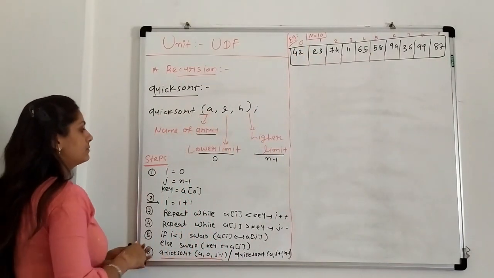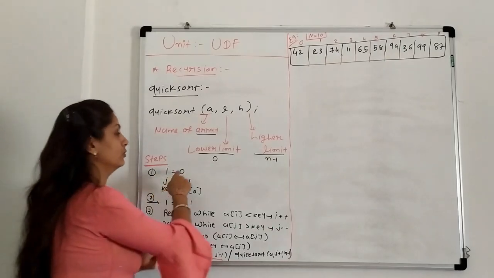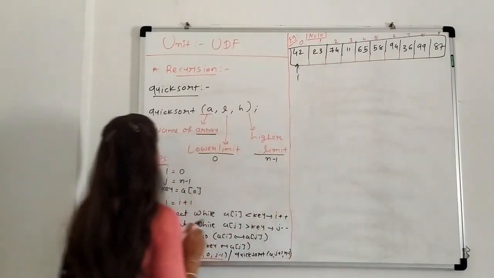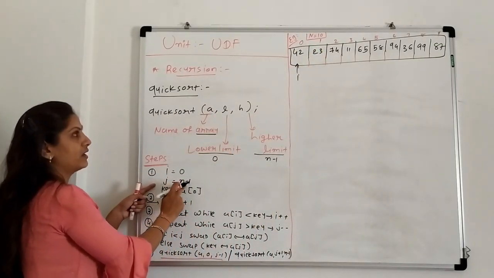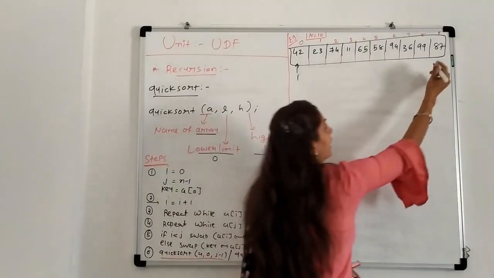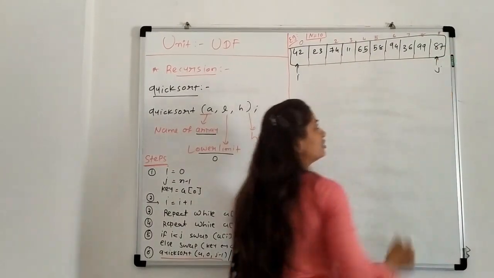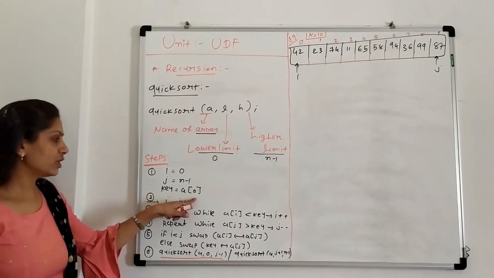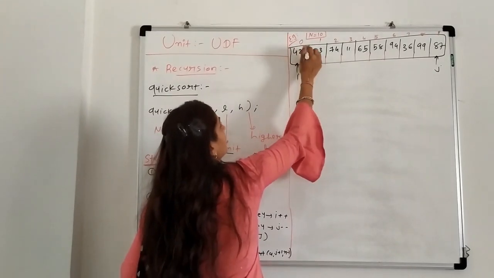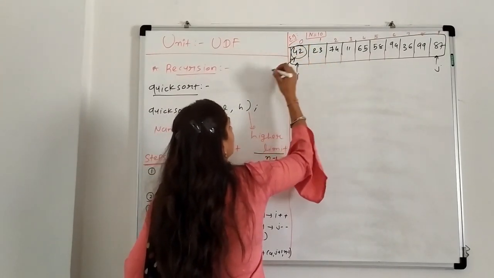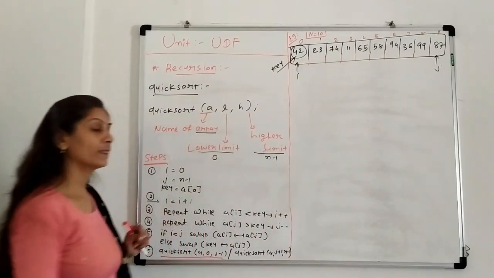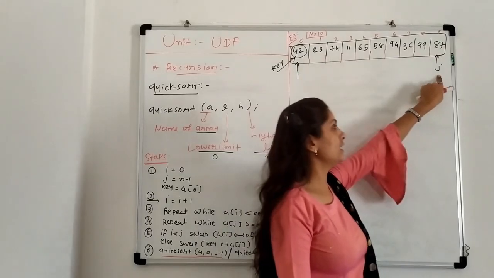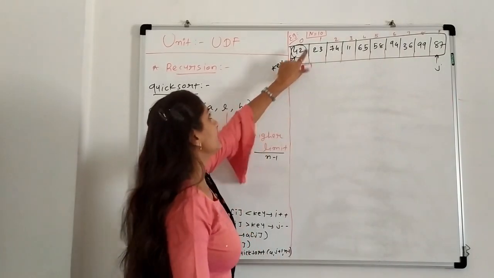Now start with these steps. i is always on index 0, so here is my i at position 0. j is n minus 1, that is, on the last position. Third is key. Key equals a of 0, the first element. Initialize three values: i starts at index 0, j is on the last position, and key is the first element.